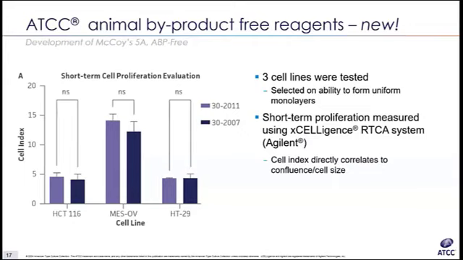So the higher the cell index, the more cells impeding the electric signal. As you can see on the figure to the left, all 3 cell lines proliferated at similar rates in both the old McCoy's and the new animal byproduct-free McCoy's. The new animal byproduct-free is shown in light purple, whereas the old McCoy's is shown in dark purple. And these results indicate that the new formulation provided all of the needed nutrients for the growth of the cells without the need for addition of bactopeptone.